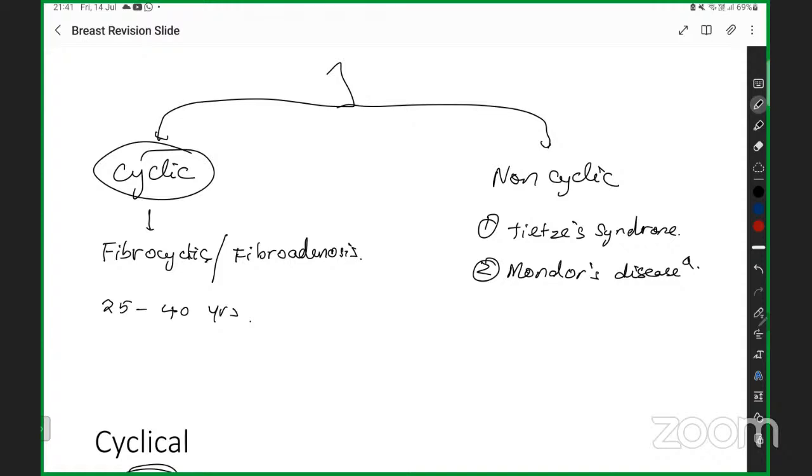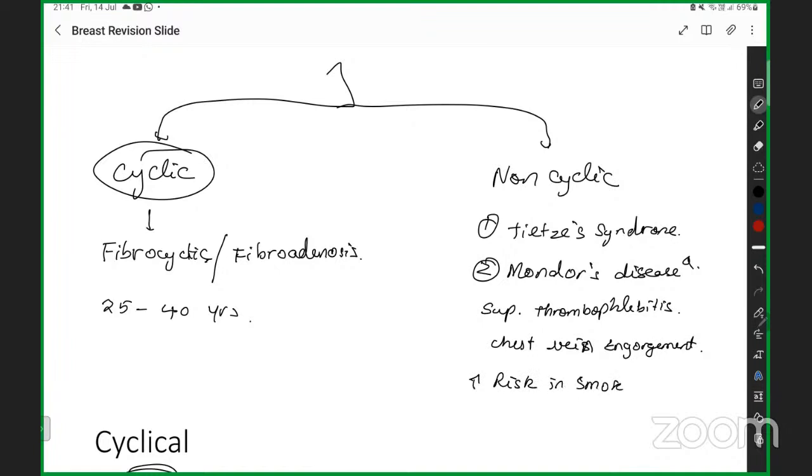What is going to be your Mondor's disease? Remember, Mondor's disease is going to be your superficial thrombophlebitis. So there is going to be a chest vein engorgement. Engorgement is going to be present. So this is going to be having an increased risk in smokers.